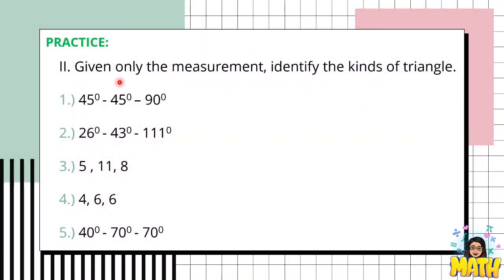For part 2, given only the measurement, identify the kinds of triangle. Here are the following measurements. Kapag may degree, that pertains to the angles, at kapag wala naman, that pertains to the length of each side. For number 1, we have 45, 45, 90 degree triangle. Let's examine each measure. Since one of its angles measures exactly 90 degrees, this is considered a right triangle. So to show that in figure, ito yung example ng 45, 45, 90 degree triangle.